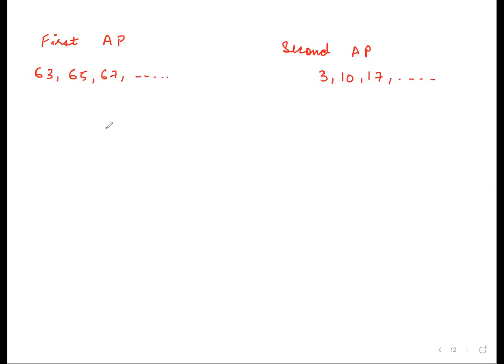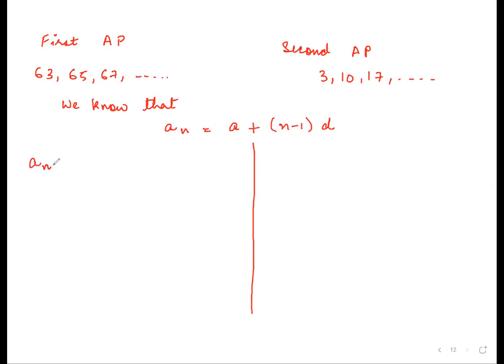Okay. Now, for what value of n are the nth term of two APs equal? So we will find the nth term for both the APs. We know that this is the general formula: an is equal to a plus n minus 1 into d, right? So for the first AP, an, and for the second, I'm calling it bn. Okay.